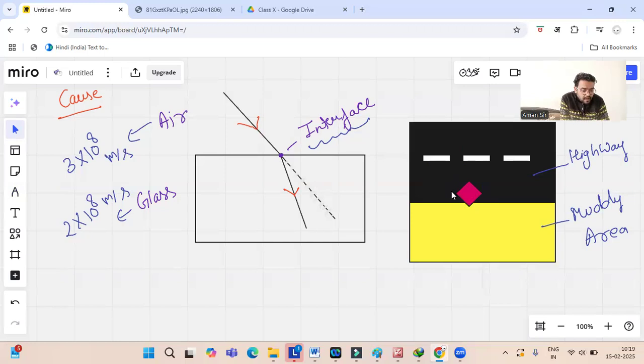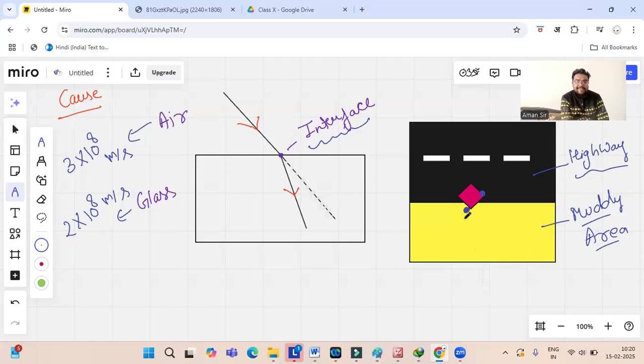Now what will happen here? Look very carefully at the right wheel of the car, this one. The right wheel of the car will enter the muddy part first, but the left wheel of the car is still on the highway. You all know that in the muddy area, this wheel will experience a sudden decrement in speed, but the wheel which is on the highway will try to move with the earlier speed.